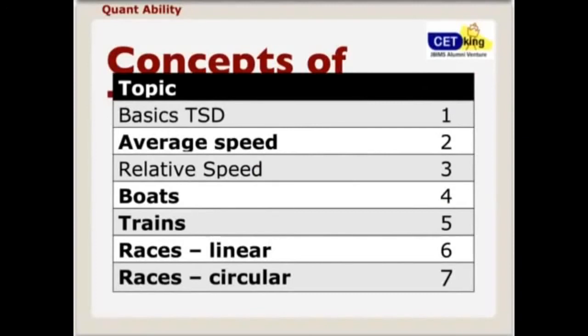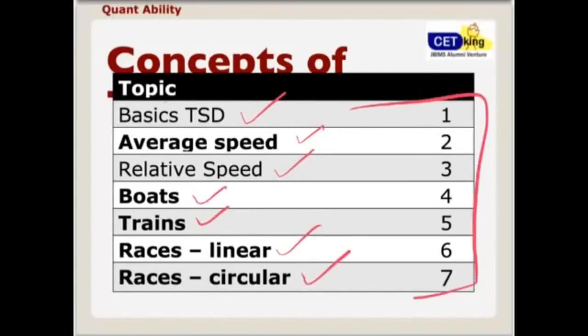Now let's talk about the scope. What is the scope of this topic? There are 7 things you need to cover in this topic. One is a basic question on time speed, average speed, relative speed, boats, trains, linear and circular. So these are the 7 concepts which I wanted you to work on.